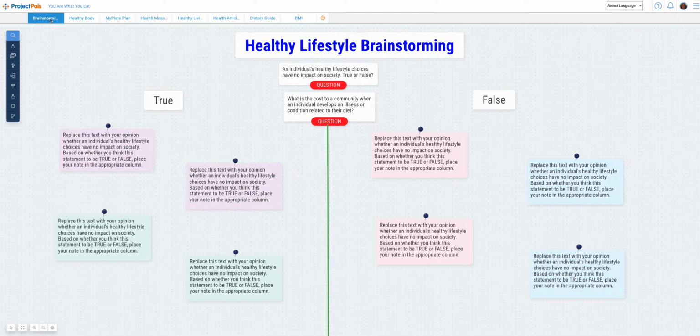In the Brainstorming tab, in this opening activity, you are going to examine your beliefs about what a healthy lifestyle entails by discussing whether an individual's healthy lifestyle has no impact on their health. What is the extent to which you agree or disagree, and why? Use the sticky notes to write your opinion about this question, and if you think that this statement is true, put your sticky on the true side, and if it is false, put it on the false side.